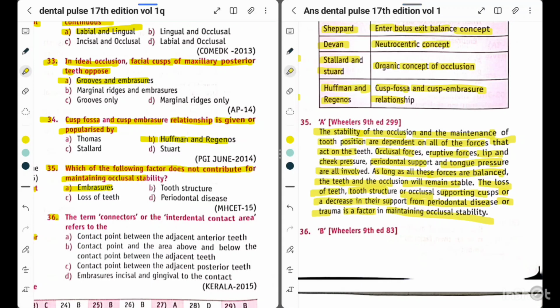Question 26. The term connectors or interdental contact area refers to. Option A, contact point between the adjacent anterior teeth, option B, contact point and the area above and below the contact point between the adjacent teeth, option C, contact point between adjacent posterior teeth, option D, embrasures, incisal and gingival to the contact. So its answer is option B, contact point and area above and below the contact point between the adjacent teeth.